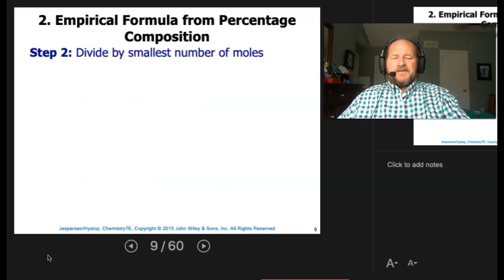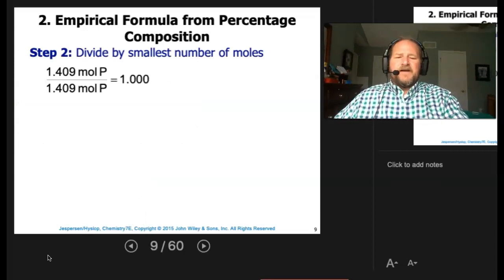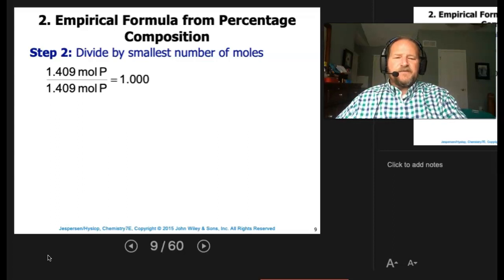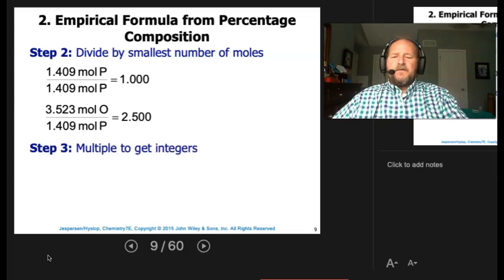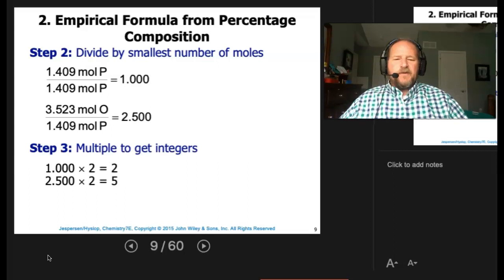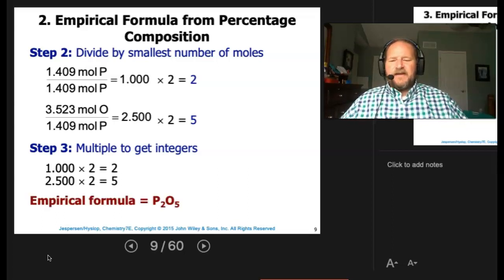Now we're going to divide by our smallest number of moles. So it's just like we did before. Phosphorus here was our smallest, so that's going to give us 1. And then we're going to take our 3.523 and divide that by the phosphorus moles. That gives us 2.5. Multiply to get your integers. We know we're going to multiply by 2 because we have a 0.5. So that's going to give us 5 oxygens and 2 phosphorus. Our empirical formula then is P2O5.